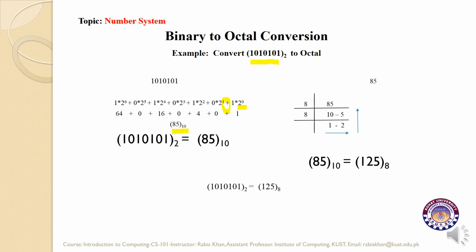So overall how do we write the answer? We are given 1010101 in base 2, and its equivalent in base 8 is 125. So we followed two steps here. First we converted binary number to decimal number, and then the decimal number is converted to octal number, and the overall answer we write here, the binary number and its respective octal number.